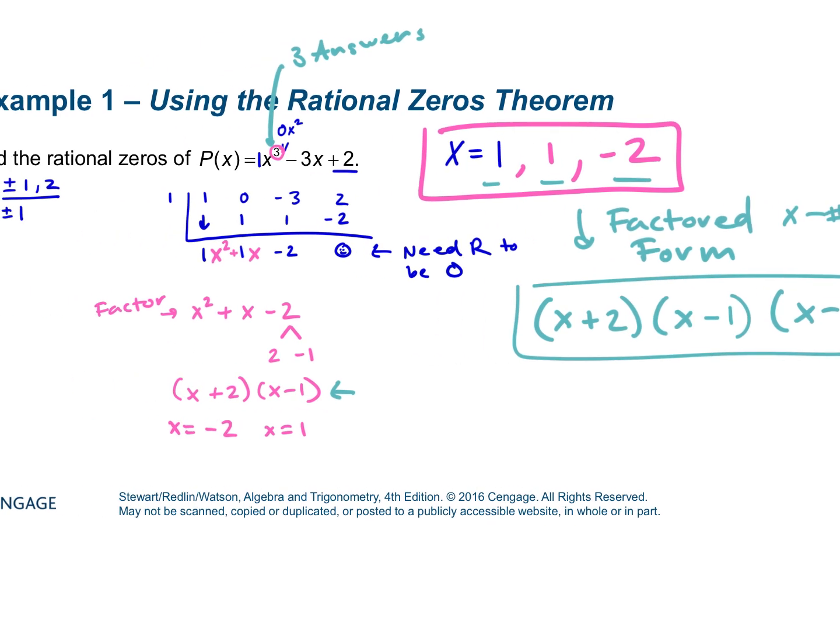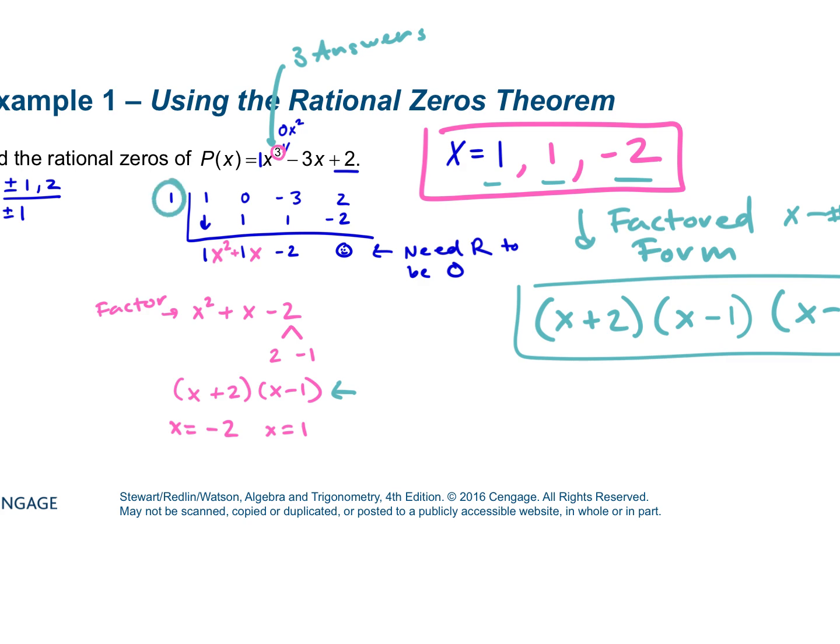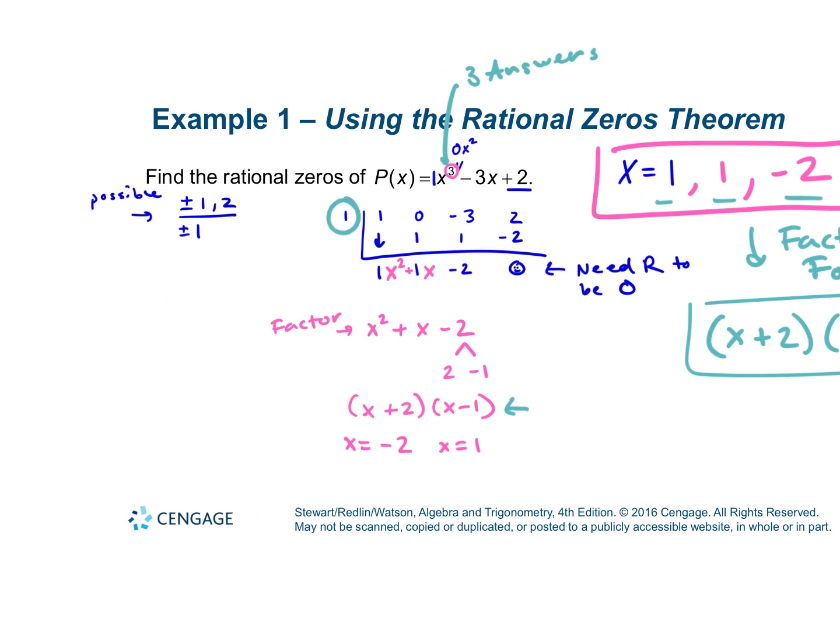So the first one came from here. These were our possible solutions. We had to test to see which one worked. So we tested 1 first, and it worked. 1, -1, 2, and -2. So you want to test all of them and see which one works.